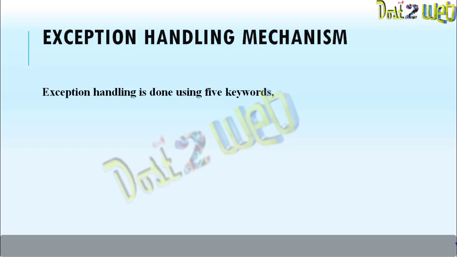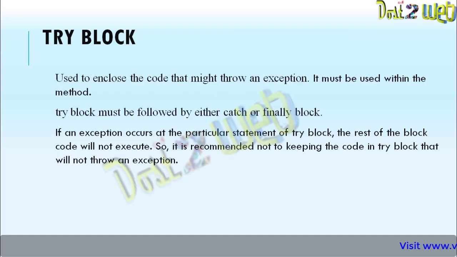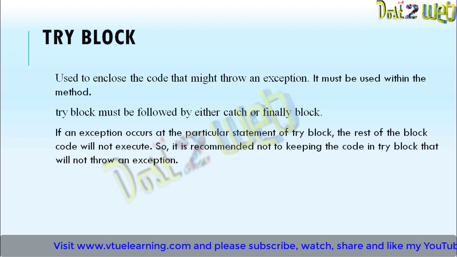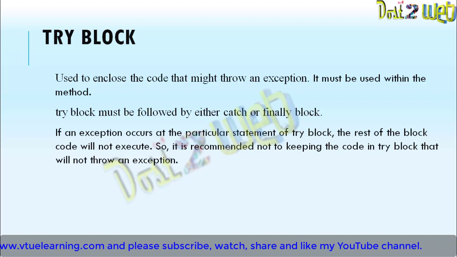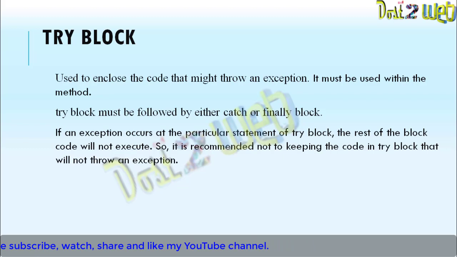Exception handling mechanism, we have already seen the 5 keywords. Then the try block, how to create the try block, I have already said that. Any exception which is going to occur, you define in the try block. So the code where the exception is going to occur will be in the try block. So you have to define the method in that.